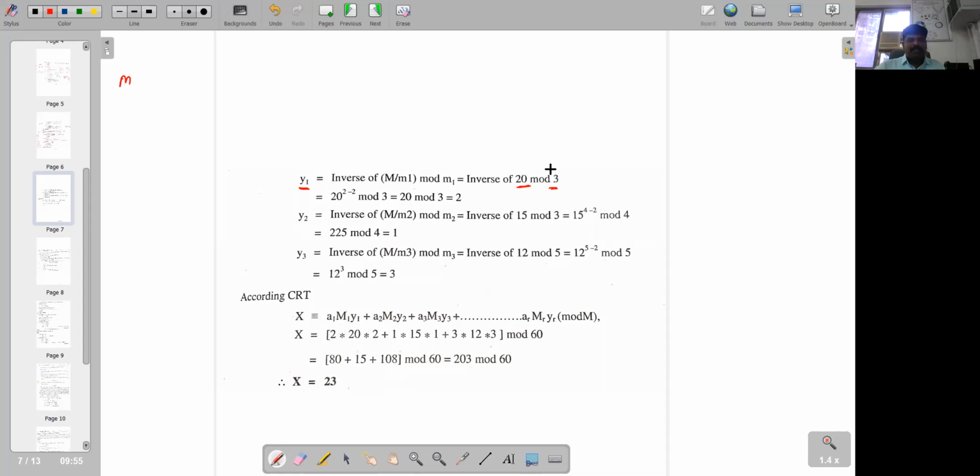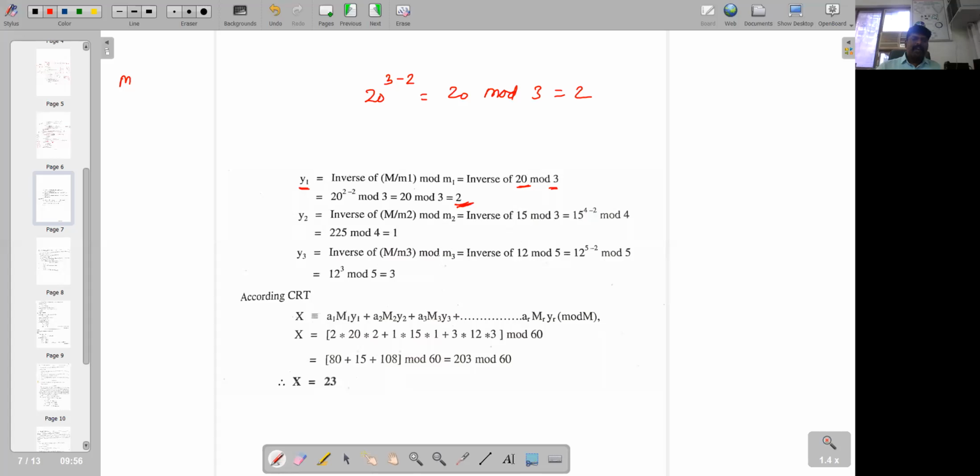Just make sure what value it is. What was the problem which we were given? 2 or 3? 3. So here we'll get 3 minus 2. So 20 power 3 minus 2 will get 20, right? So 20 mod 3 will get 2. Here they have given it mistakenly as 2 minus 2, which is actually 3 minus 2. So the y1 value is equal to 2.